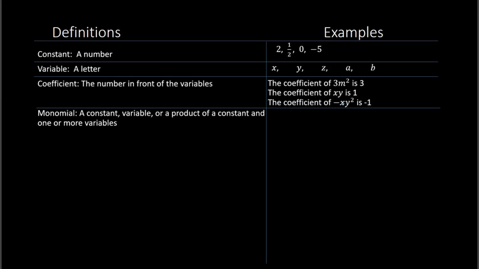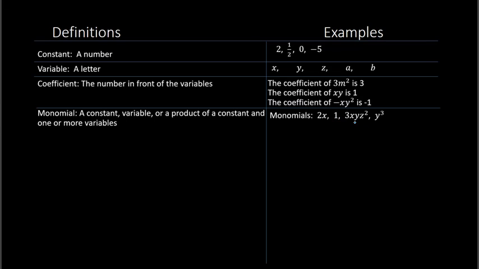Next we have what is called a monomial. A monomial is a constant, a variable, or a product of a constant and one or more variables. So for example, we have 2x would be a monomial. We have a constant, we have a variable, and then it's a product of the two, 2 times x. Here we just have 1, which is fine. We just have a constant.